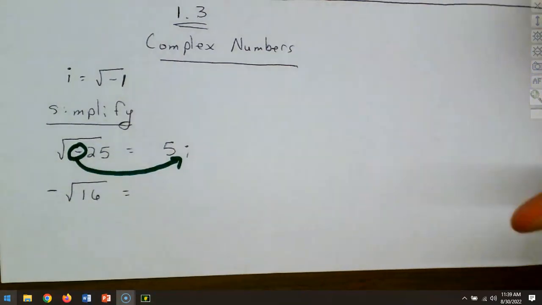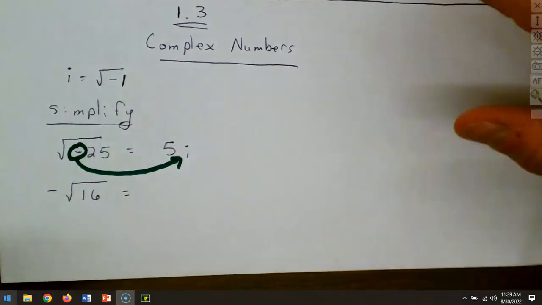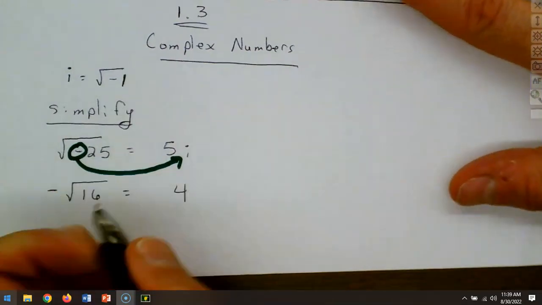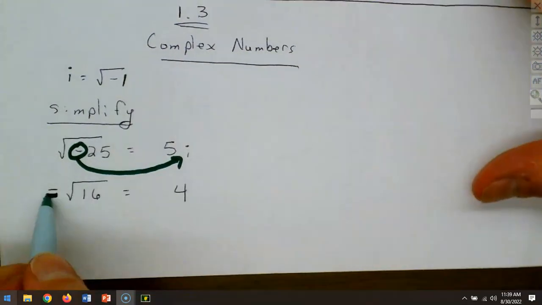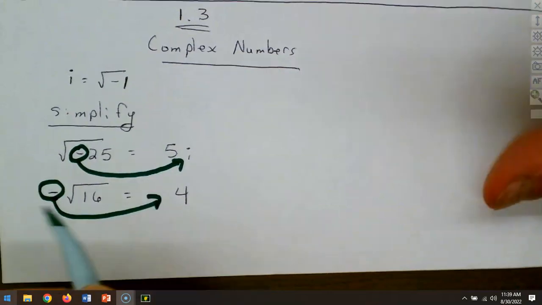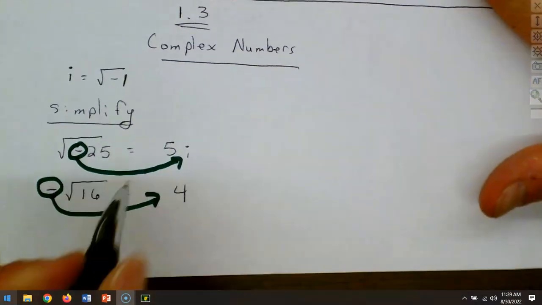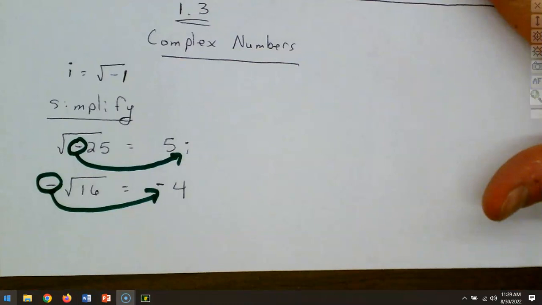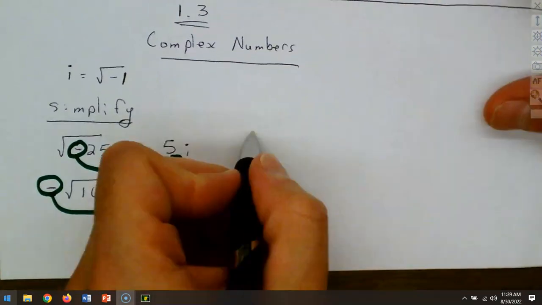Now, what about the square root of 16, but we've got a negative in front? Now, this one's a little bit different. I want to make sure we see the difference. In this case, the negative is where? Out in front. What's the square root of 16? 4. And what about that negative? Where is it at? So it comes out in front and stays out in front. Let's try a couple more.